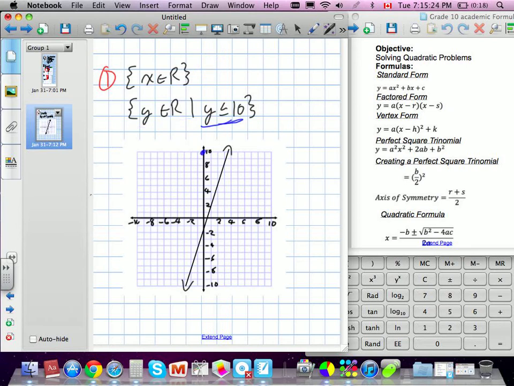So this straight line is not that. If anything, we would scratch this out, and the straight line would be x is the element of all real numbers, and y is also. Okay. So the first one's no good.